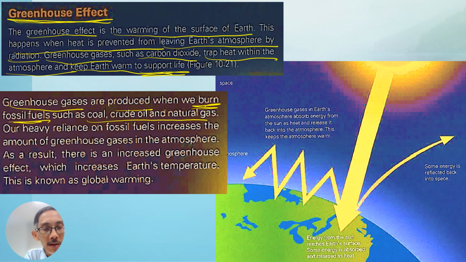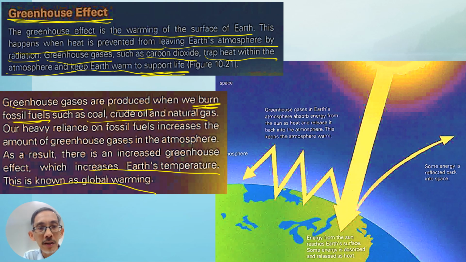At this point in time, all these fuels are used in our human activity. But because we use so much of them, we release a lot of these greenhouse gases. And because of that, the temperature of our Earth is increasing, and the effect is called global warming. So this is quite a serious issue that all of us are facing around the world.